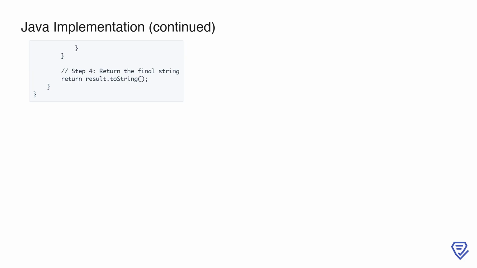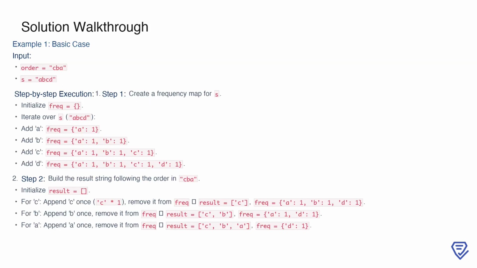These are still stored in the frequency map. For each entry in the map, we retrieve the character and its count, then append the character to the result string as many times as its frequency indicates. This ensures that all characters from S are included in the final result. Finally, we return the constructed string by converting the string builder to a string. This approach ensures that the characters are sorted as specified by order, while preserving the remaining characters in their original frequency.